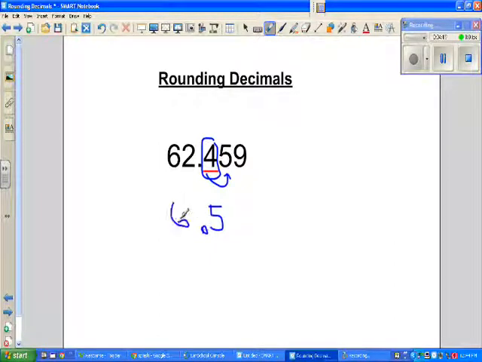I know this doesn't look great, but you get the idea. And everything behind, you don't have to worry about, or you could draw a 0. It doesn't really make a difference. Okay? So that's how the rounding works.